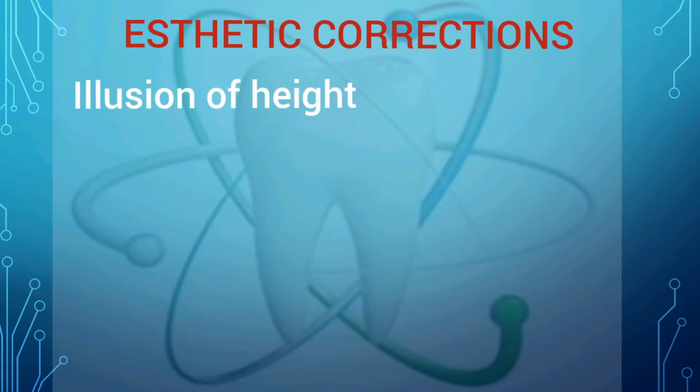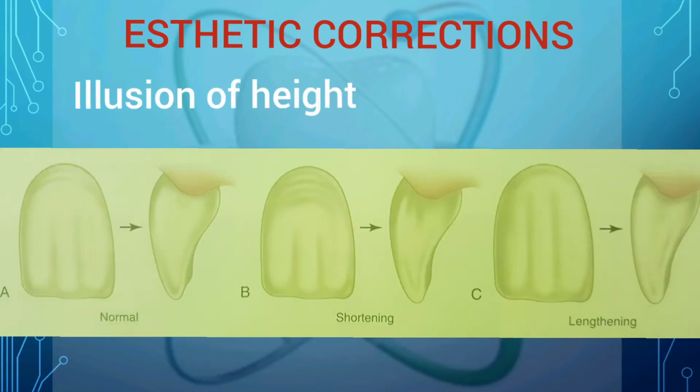In the case of illusion of height, when compared with the normal tooth contours, a tooth can be made to appear shorter by positioning the gingival height of contour further incisally. A slight modification of the incisal area, which is achieved by moving the incisal height of contour further gingivally, also enhances the illusion of a shorter tooth.